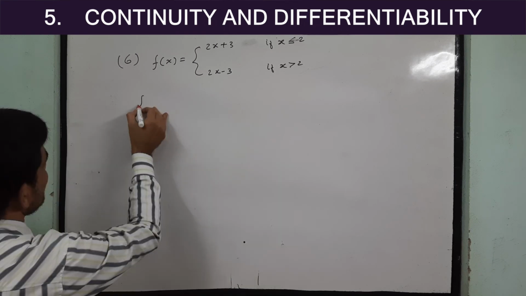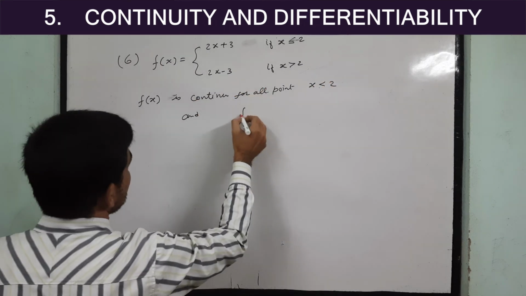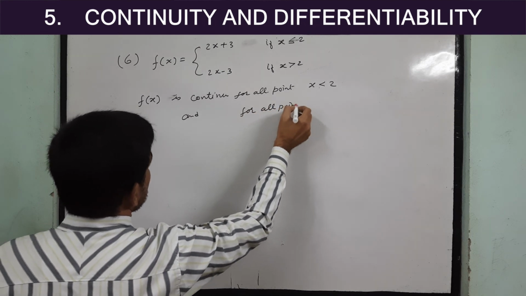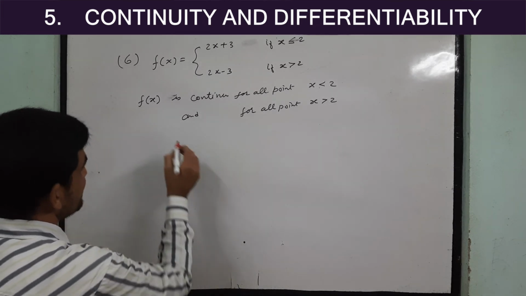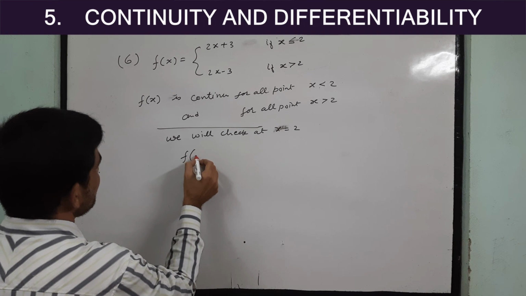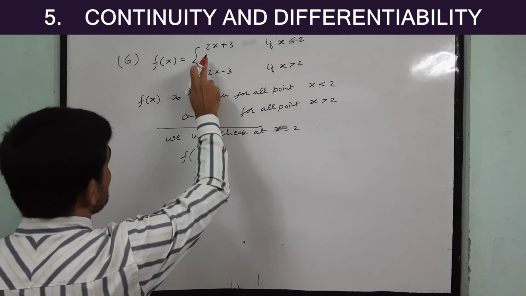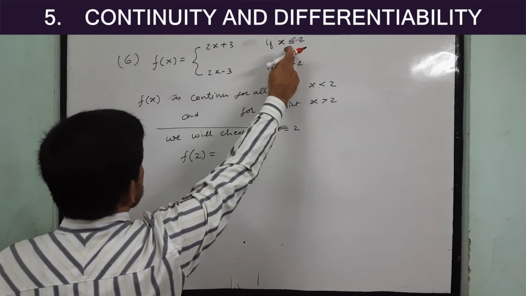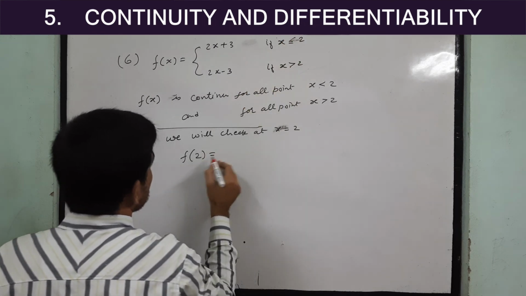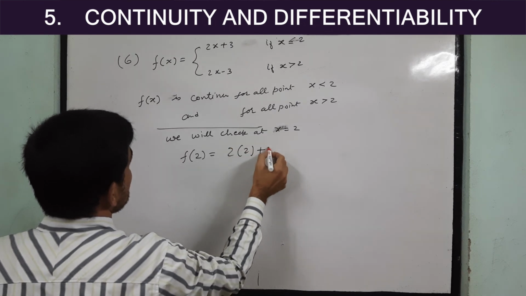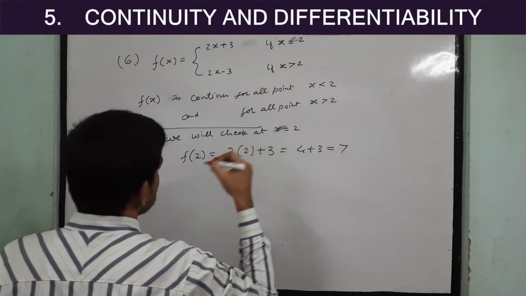So let's check. f(x) is continuous for all points x less than 2 and for all points x greater than 2. That is clear. We shall check at x equal to 2. Clear? So at x equal to 2, first of all we have to find the value. So f(2) is what? Here at 2 it is defined, the equal to sign is given in this part. So we will take f(2), that is 2 times 2 plus 3, that will be 4 plus 3, that is 7.